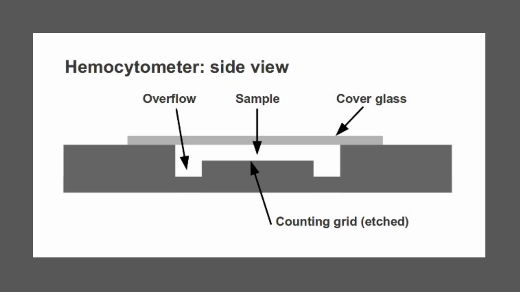We have already seen this. When we form the solution with the RBC fluid, we will charge it into this central portion. If the charging goes into the surrounding trench or the moats, it will be called an overflow. The charging should be exactly on the counting grid.